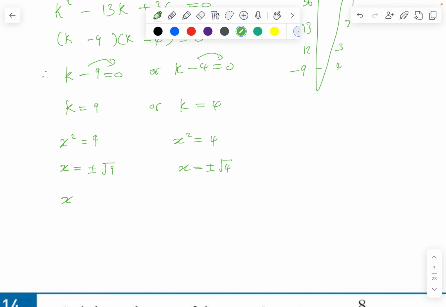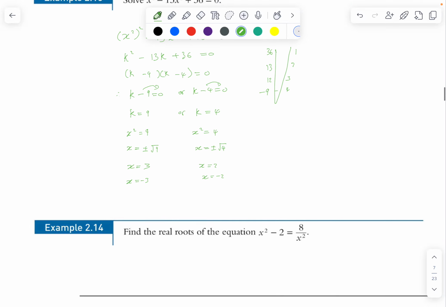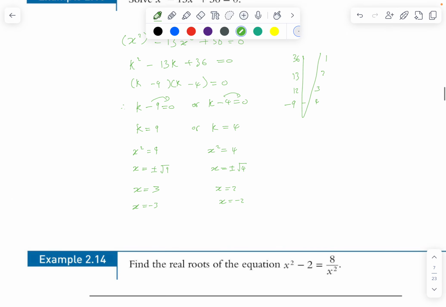Okay, and then this is x equals 3, x equals negative 3, and x equals 2 or x equals negative 2. So those are the 4 answers you will receive in this question. Okay, now that's all for this question.